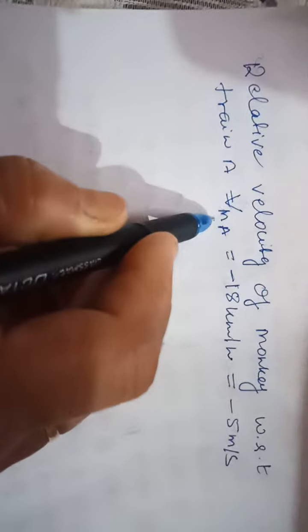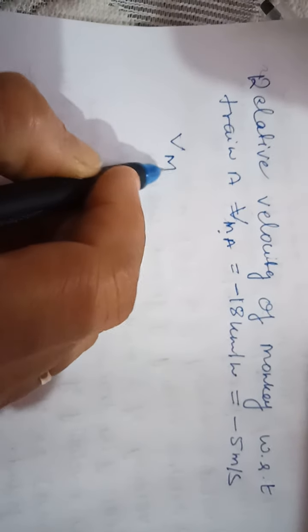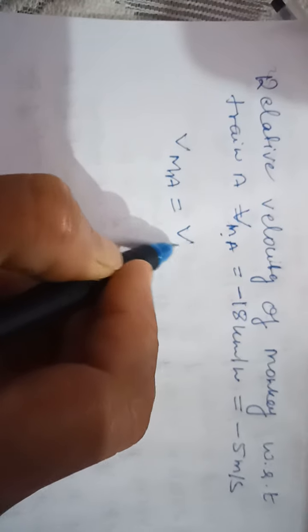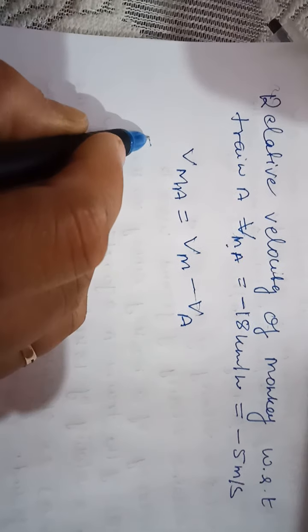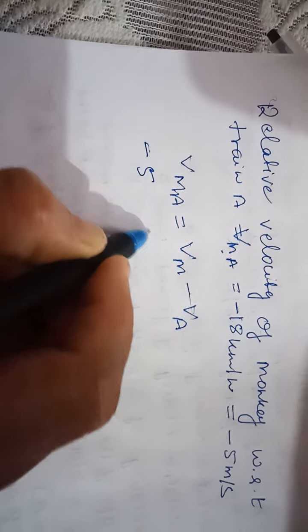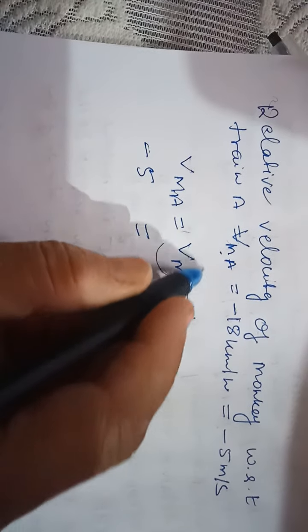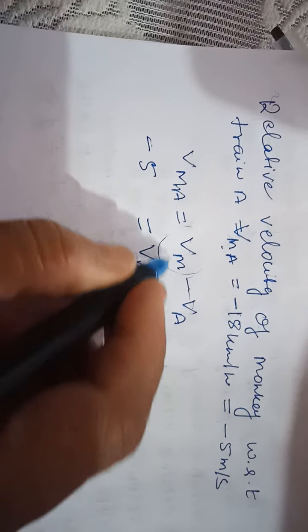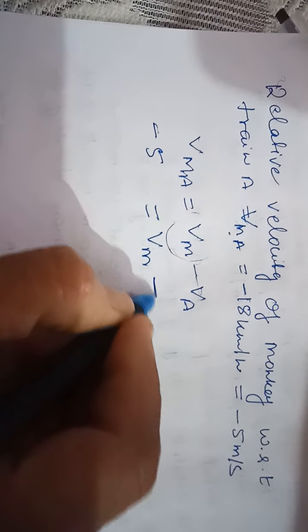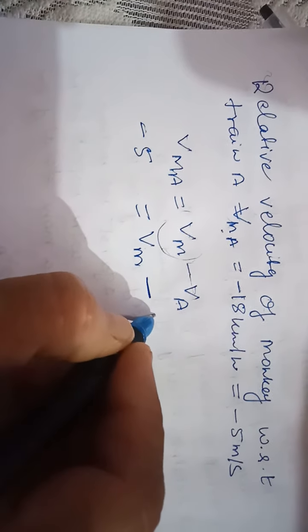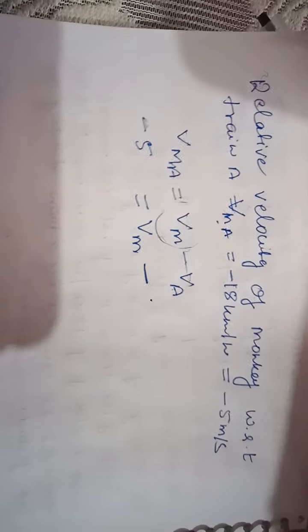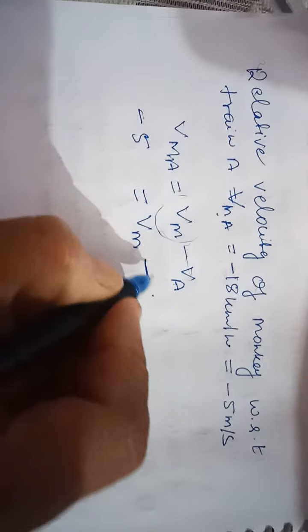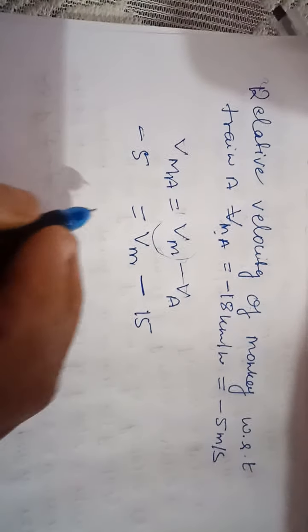Now you will write this expression VMA. So this will be VM minus VA. Okay, now it is given this is minus 5 and you have to find out the velocity of monkey with respect to earth. This is the question. You have to find out the velocity of monkey with respect to earth, and the velocity of A is given, that is you have considered here that velocity is 15 meter per second. So this is 15 meter per second.